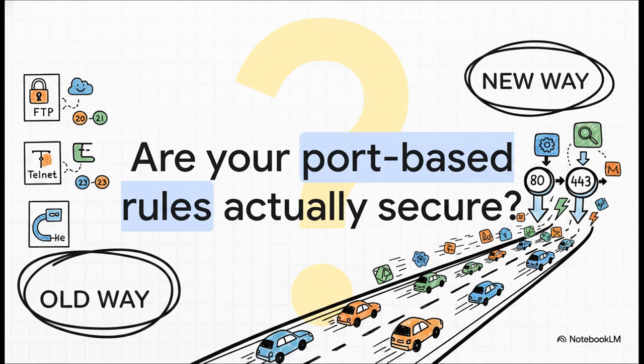Back in the day, port-based rules worked like a charm. FTP used port 20 and 21, Telnet used 23, and that was the whole shebang. But today, using ports 80 and 443 is literally just the fastest way for developers to get their applications deployed. HTTP and HTTPS aren't just single applications anymore. They're the highways that everything else drives on.